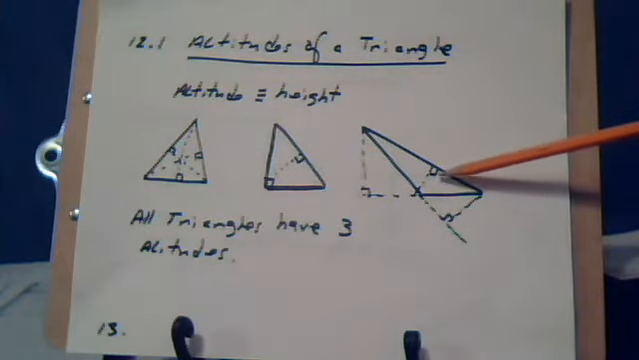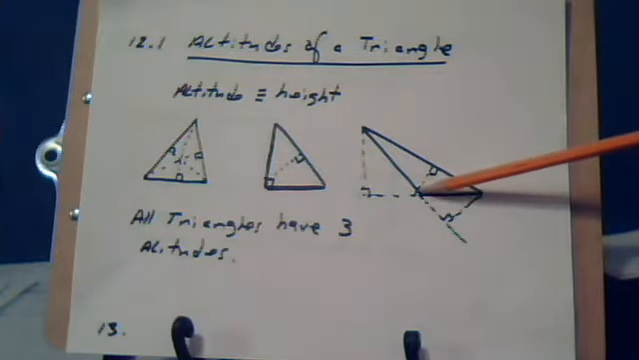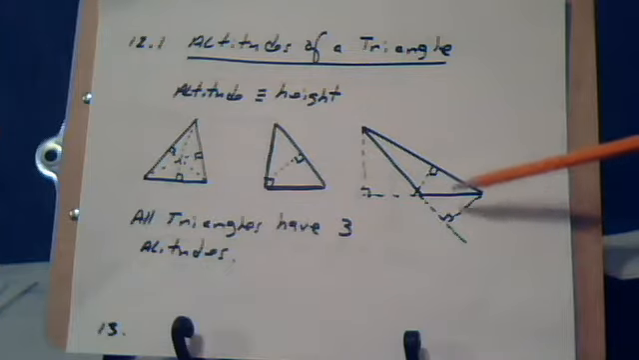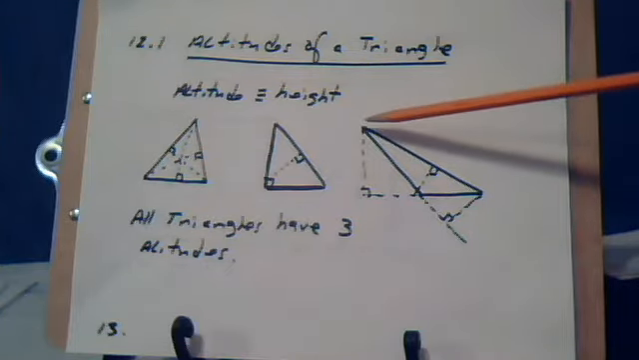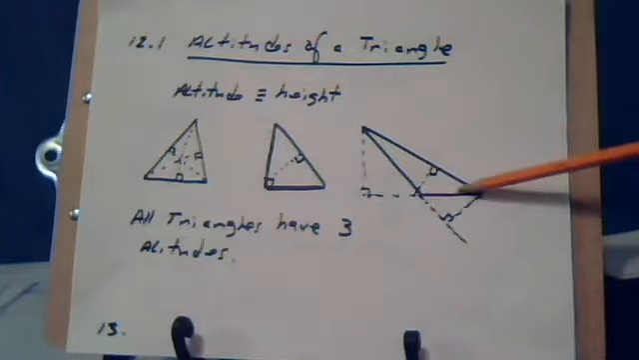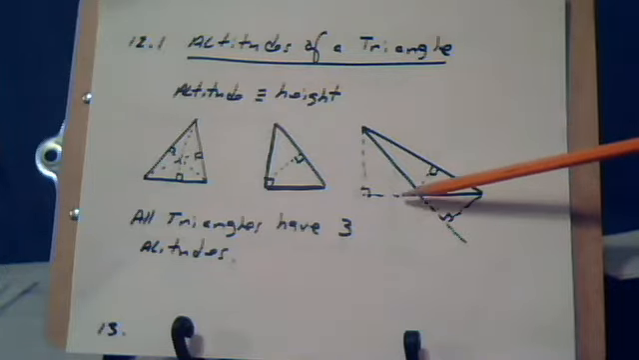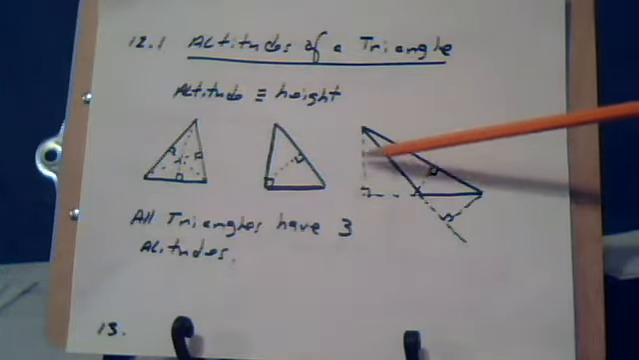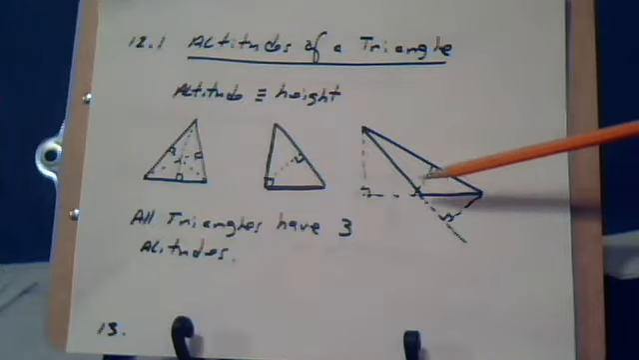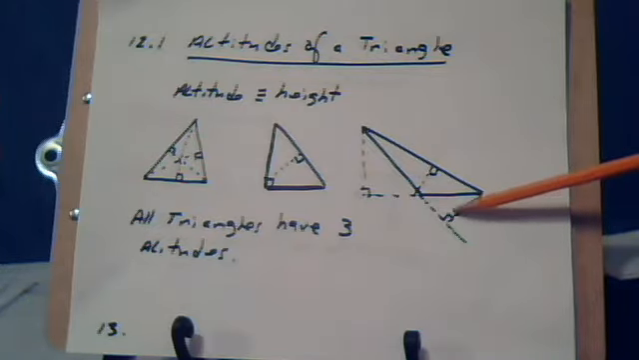This is an obtuse triangle. Notice that one of its altitudes is on the inside, and two of them are on the outside. When they're on the outside, you extend one of the sides of the triangle so it can meet the perpendicular segment. Extend it, and it meets the perpendicular segment.